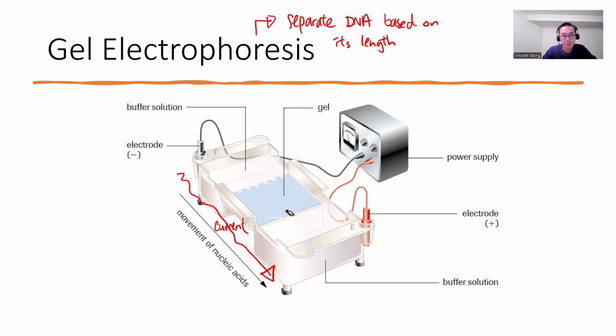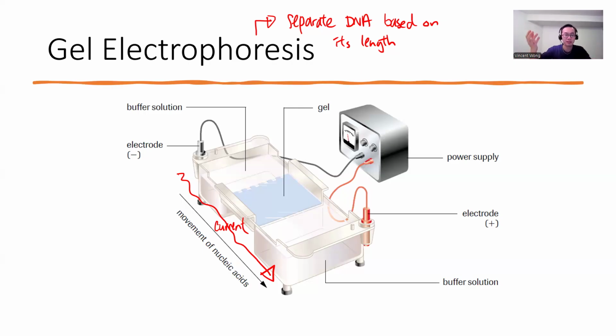And in this plastic chamber is going to be a solution. The solution helps conduct the electricity. Okay, it's a buffer solution, we call it. And then inside, we're going to have a gel. Okay, so the gel is like Jello, right?